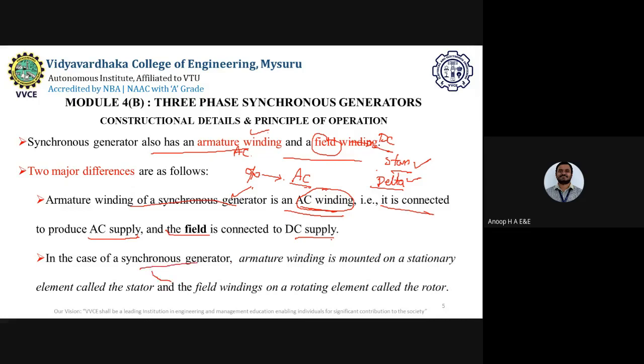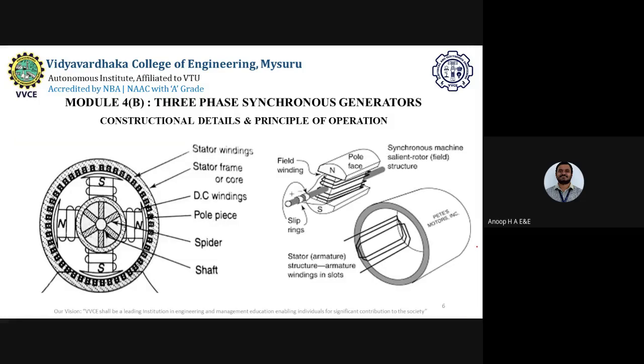So in a synchronous generator, the armature winding is mounted on the stationary element, which is called the stator, and the field windings are on the rotating element, which is called the rotor. Unlike a three-phase induction motor, the rotor has the supply of mechanical input, driven by a prime mover or any other means. So more or less, the input is mechanical and the output is electrical in nature.